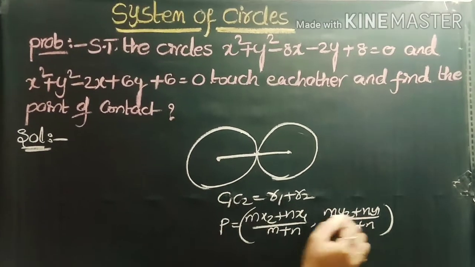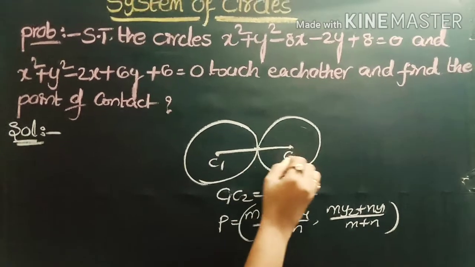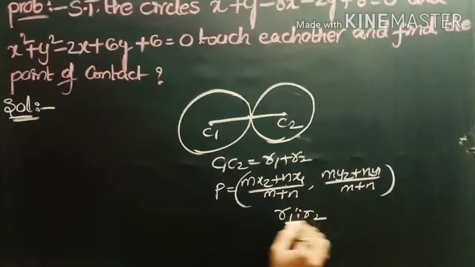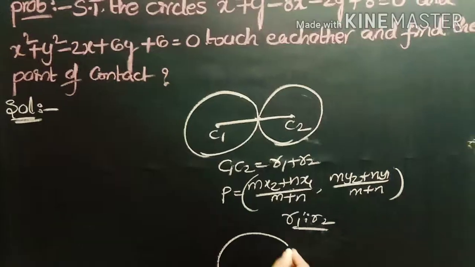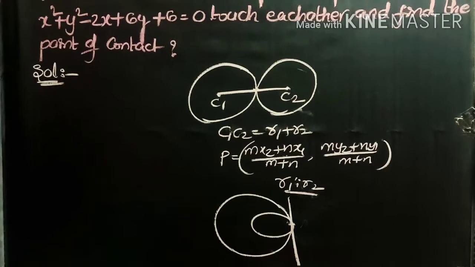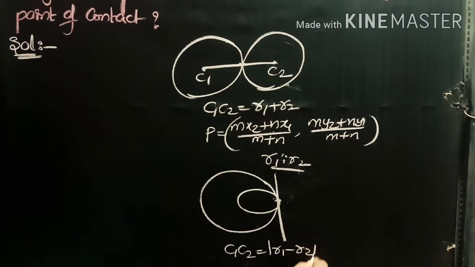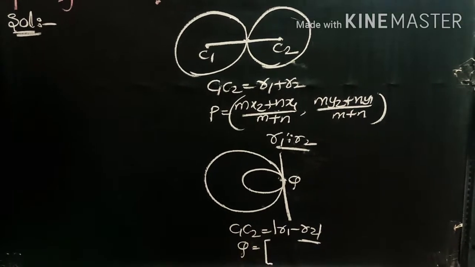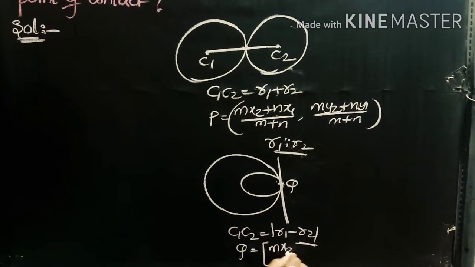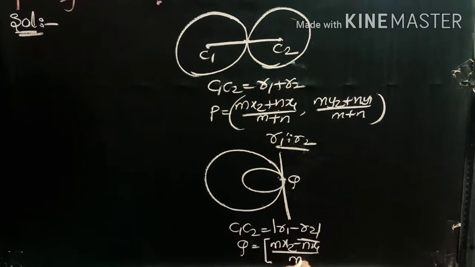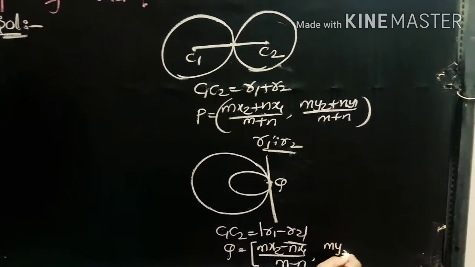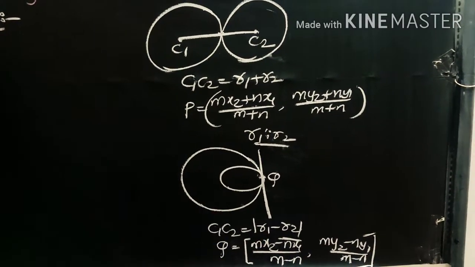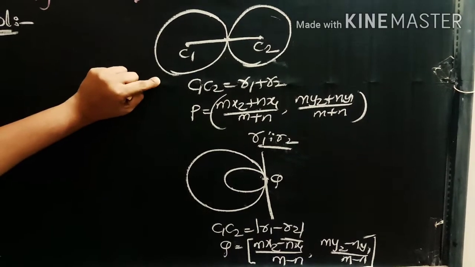Here (x1, y1) and (x2, y2) are the centers of the two circles and m : n = r1 : r2. This is the first case. And if the two circles touch each other internally, then the condition is C1C2 = |R1 - R2|. In this case, we find the point of contact by using the formula (mx2 - nx1)/(m - n), (my2 - ny1)/(m - n). This topic we have already learned in the circles chapter.